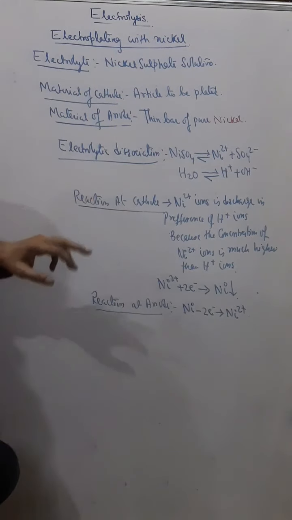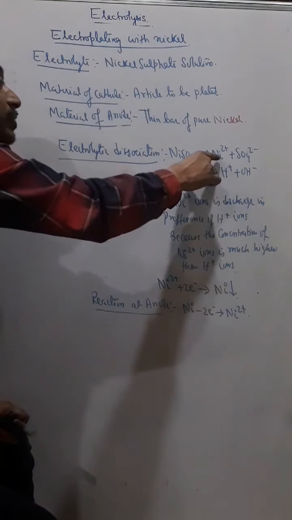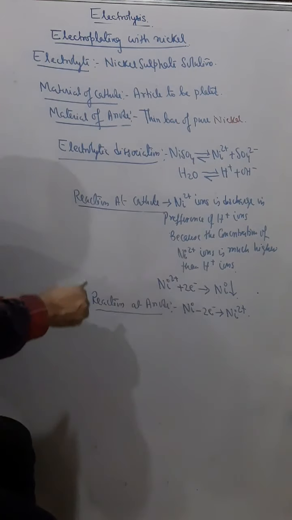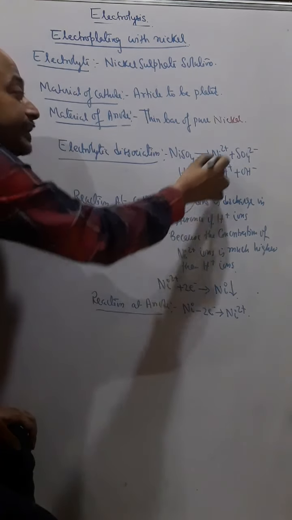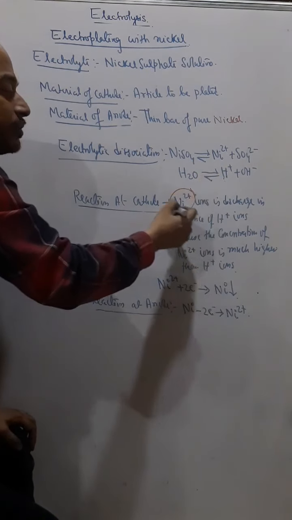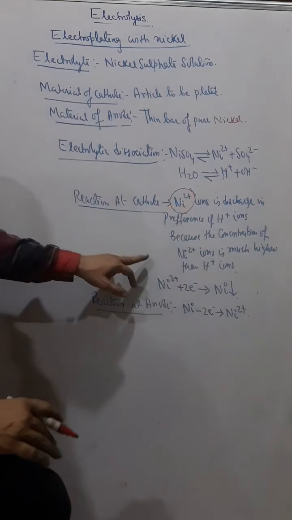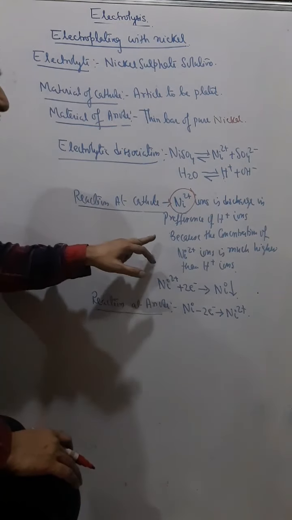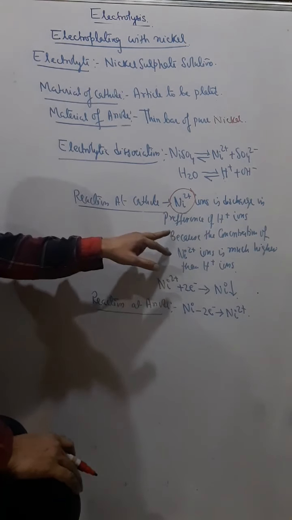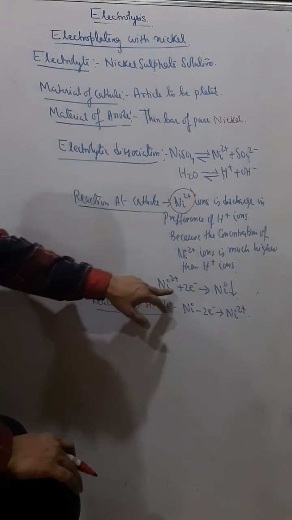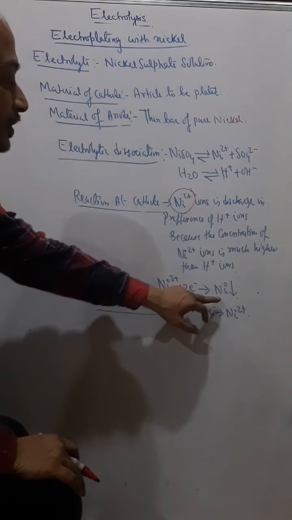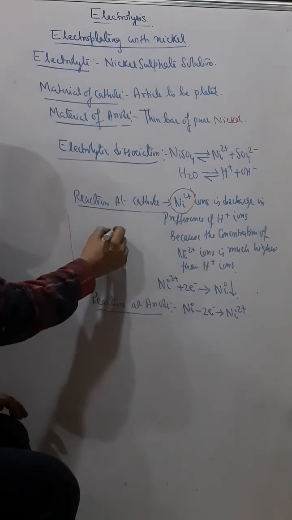Reaction at the cathode. Now in this case, hydrogen is below nickel, but hydrogen will not discharge because the concentration of nickel ions is much higher than the concentration of hydrogen ions. Since the concentration is higher, nickel is preferably discharged, with preference over hydrogen. So nickel gains electrons at the cathode and deposits on the article.